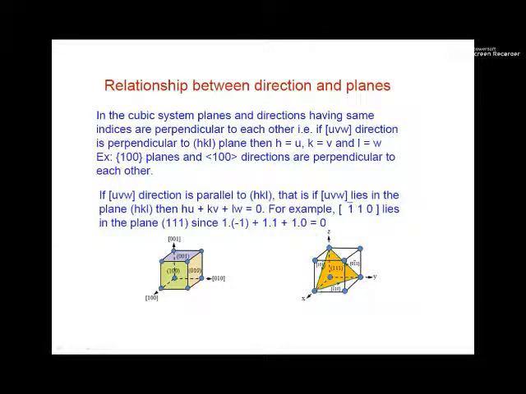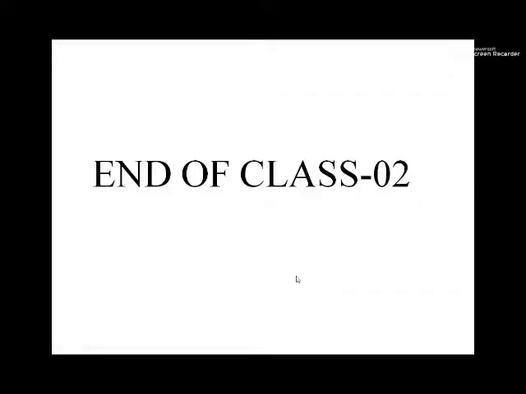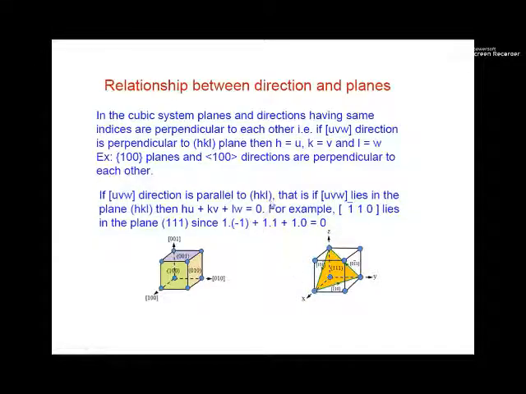Now the same thing happens for the diagonal plane also. So if you take this direction, it will be perpendicular to this. If you take all these three directions along the sides of this triangular plane, all directions will be perpendicular to the 1 1 0 plane, right? So you will get the relation between direction and plane. So for a cubic system, the plane is perpendicular to its direction.